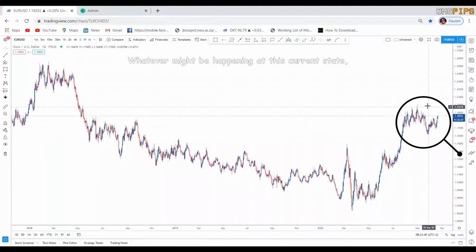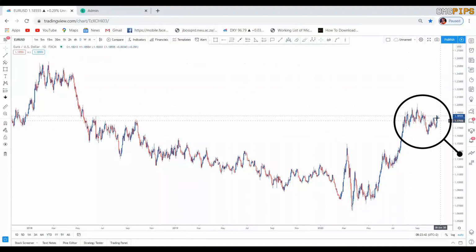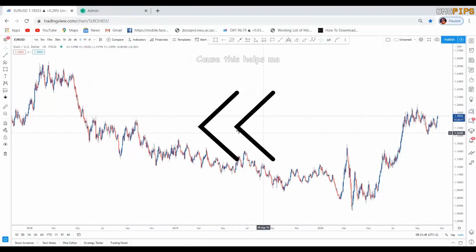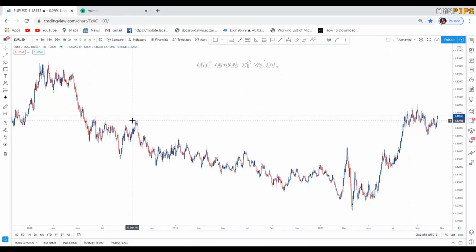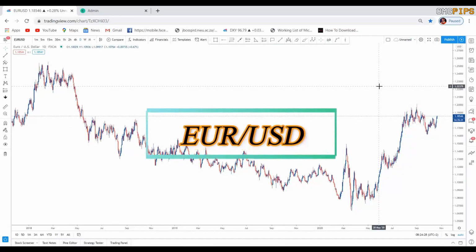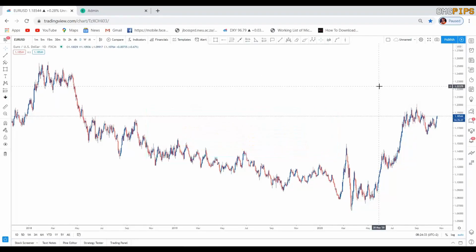Whatever might be happening at this current state, at this current price action over here, I must not forget to always look left, because this helps me to actually discover the areas of sensitivity and areas of value. So we're going to be looking at Euro USD, since it's one of those major pairs that everyone most definitely trades. You understand what I'm saying?